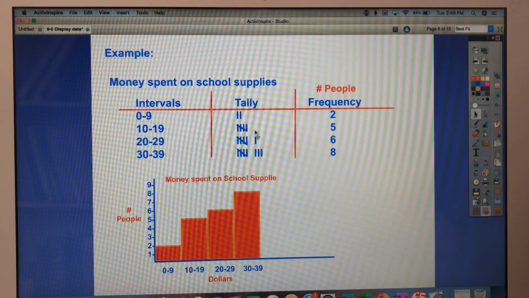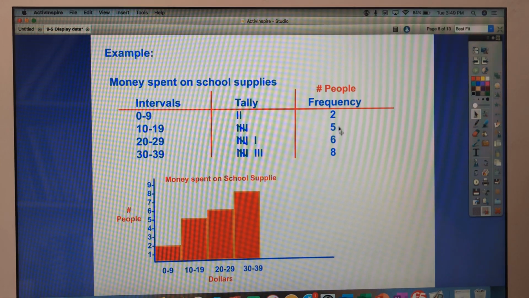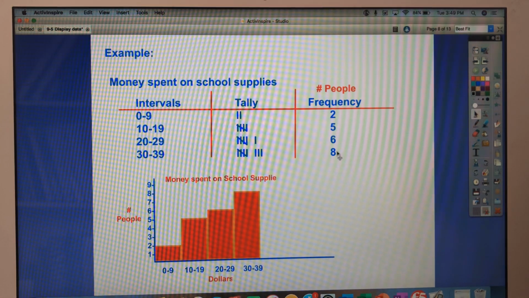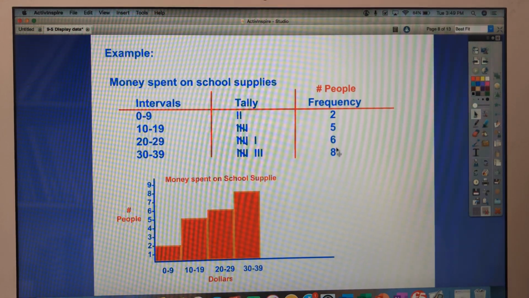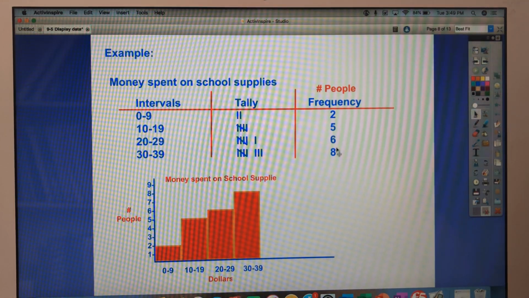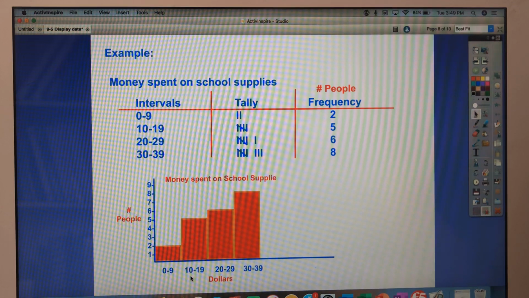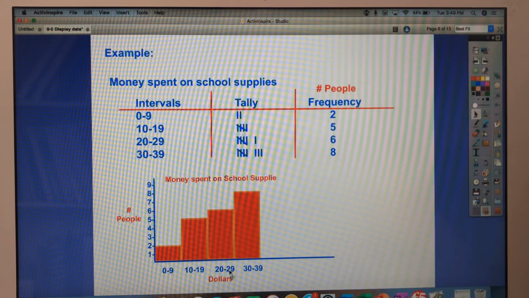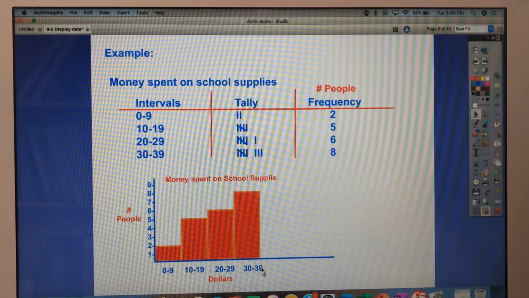I add up my tallies and I get my frequency number. From this frequency, I can graph my data. Let's look at what the table looks like. I already have my intervals, so I label them. 0 to 9, 10 to 19, 20 to 29, 30 to 39.